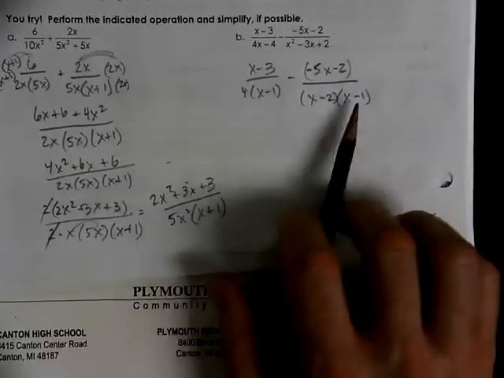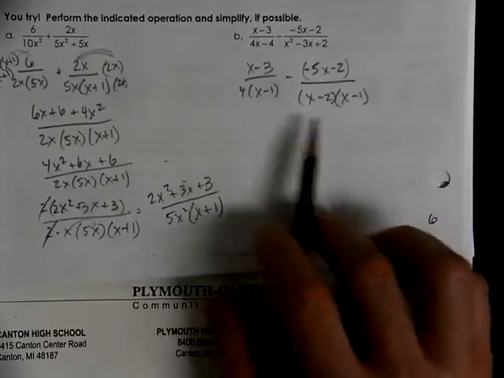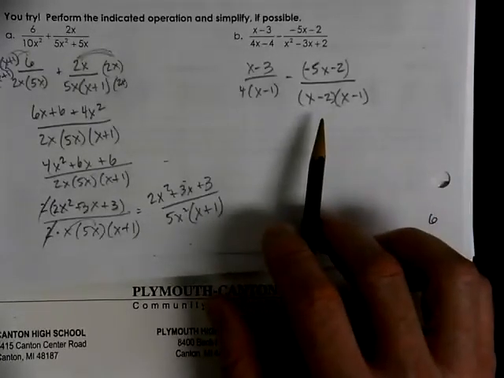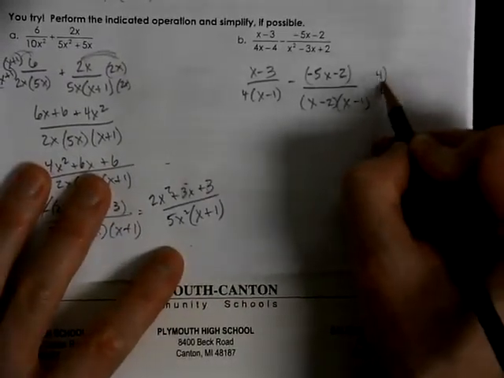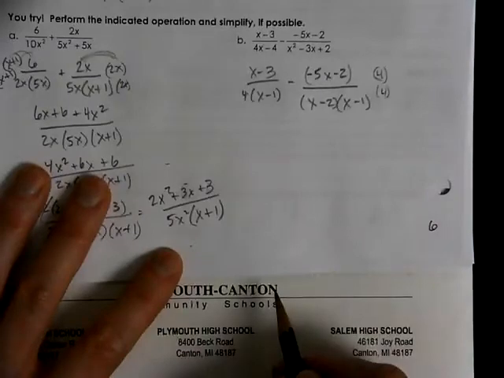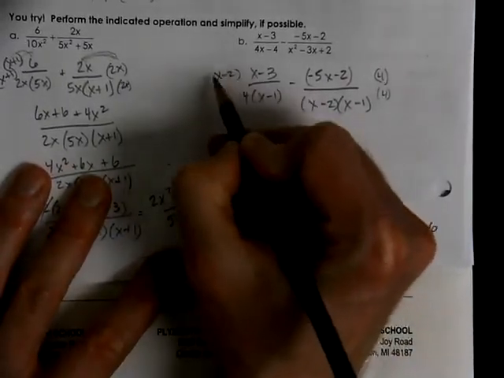Notice that they both have an x minus 1 in them. The denominators have something in common, so we don't have to multiply by that. This one does not have the 4 in it. And this one does not have the x minus 2 in it.